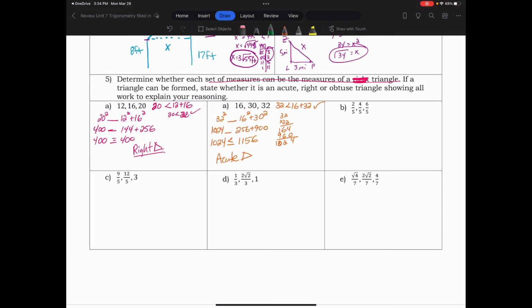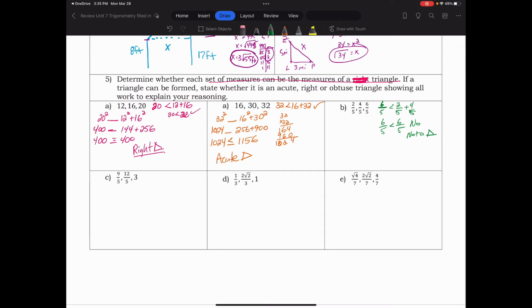Go here, same thing. First off, check to see if it's a triangle. So 6/5 should be less than 2/5 plus 4/5. We have 6/5. Is that less than 6/5? No, so it is not a triangle.